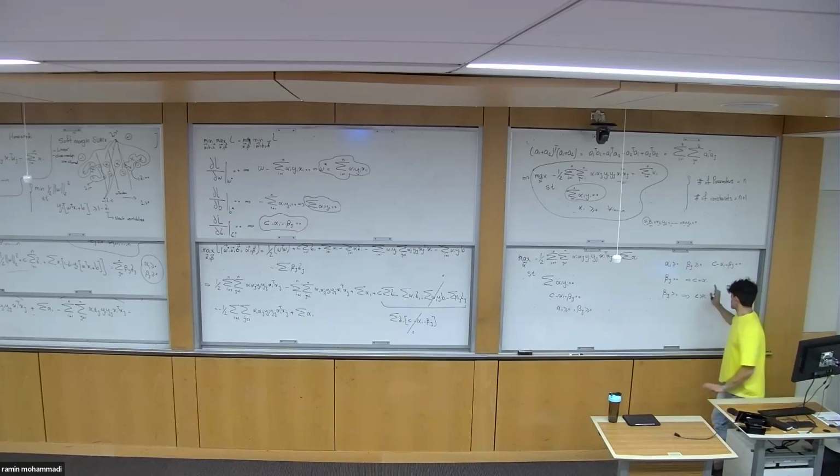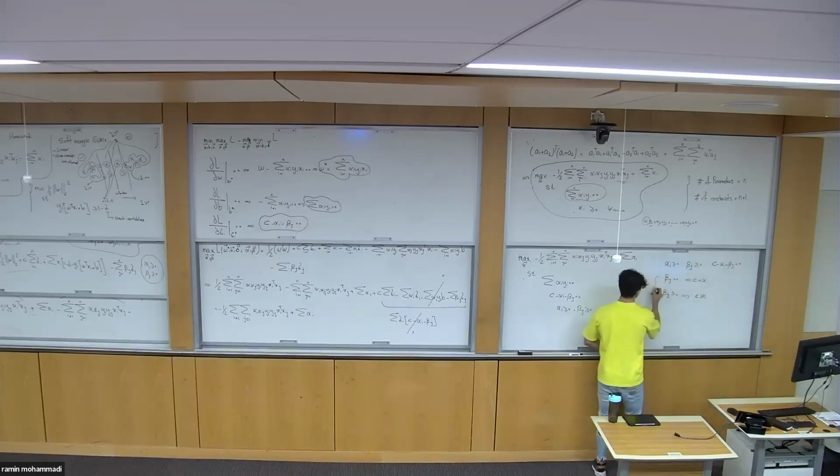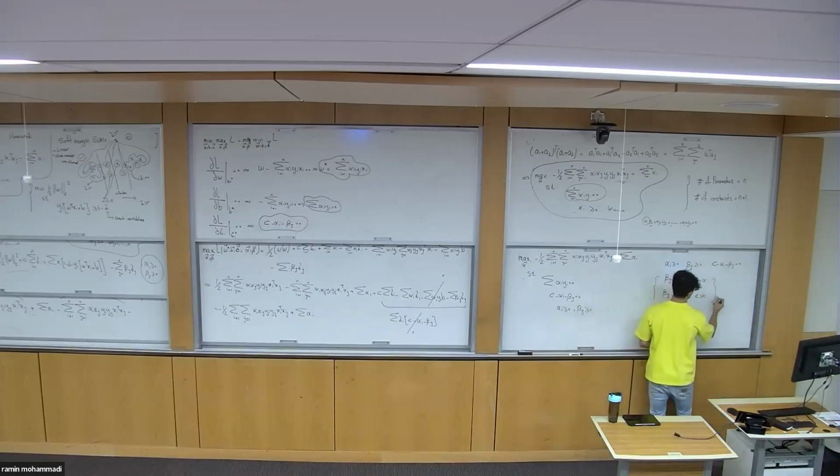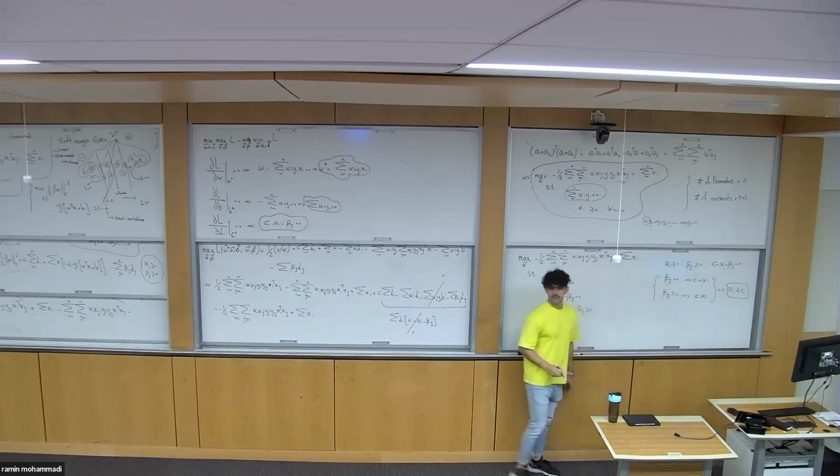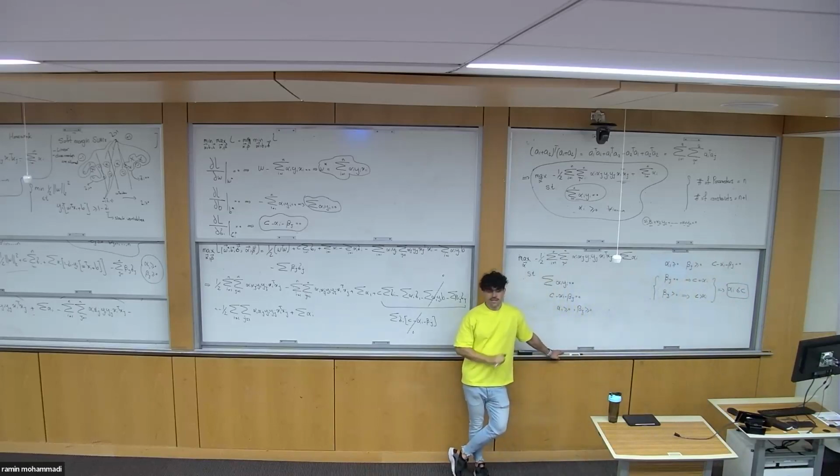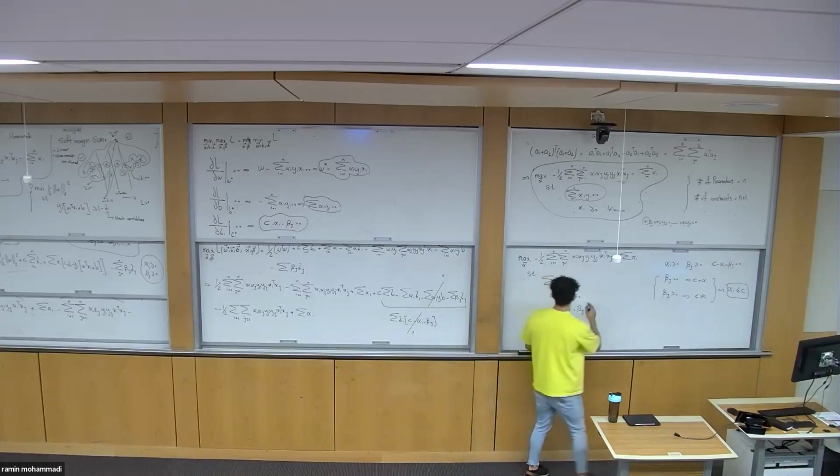Correct? So from these two, I learned one thing: alpha_i is always less than or equal to C. I don't need beta anymore. Whatever beta is gives me two things: one is alpha equals C, one is alpha is less than C. So in general, alpha is less than or equal to C. So we will pick that.